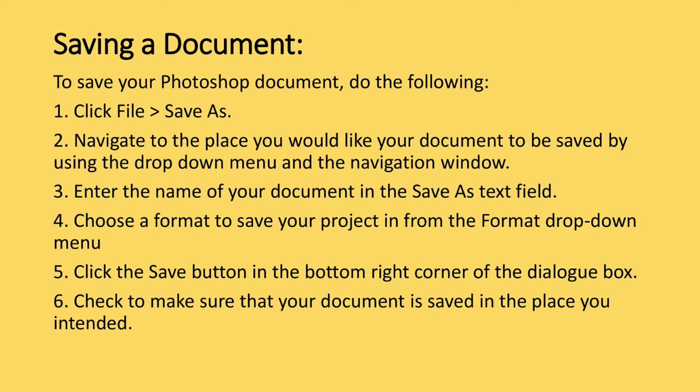Next topic is saving a document. To save your Photoshop document, do the following. Click File, Save As. Navigate to the place you would like your document to be saved by using the drop-down menu and the navigation window. Enter the name of your project and choose the format from the Format drop-down menu. Click the Save button in the bottom right corner of the dialog box. Check to make sure that your document is saved in the place you intended it.